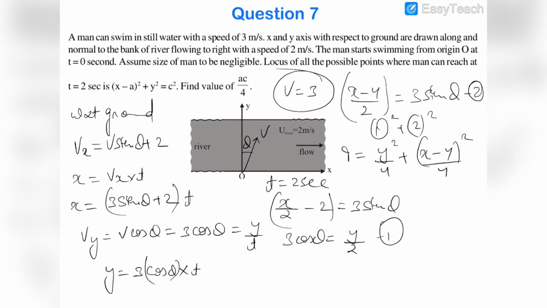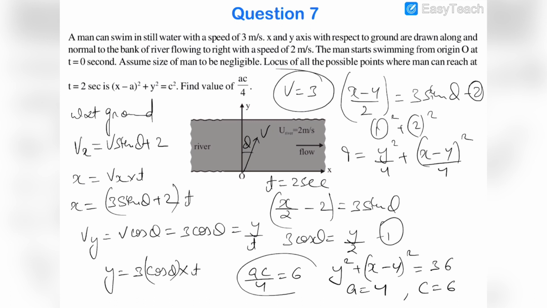Okay, so you can see this. Now the value of this is y square plus (x minus 4) whole square is equal to 36, and therefore you can see that a is equal to 4 and c is equal to 6. So the value of AC by 4 is equal to 6. So the correct answer is 6. Now we move on to the next question.